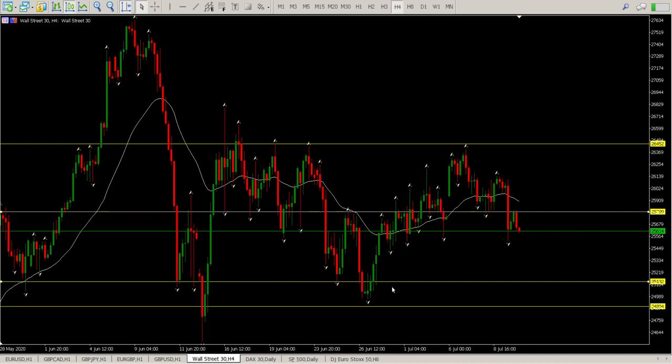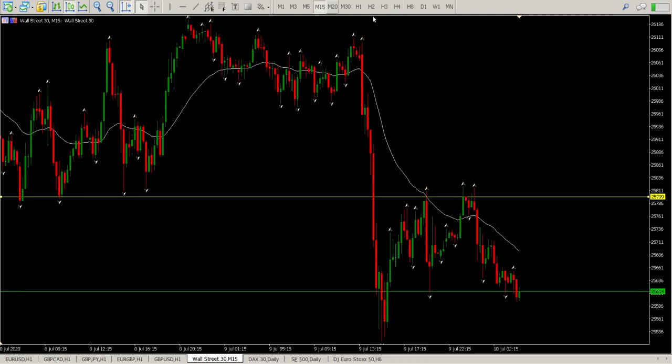Okay, so I think for me at the moment, this was a valid short entry. I think if you're not in it now, it's pointless chasing it. You need to wait for the next setup, because this one you'd be able to put your stop to entry already. Okay, and if we just get down to 15, we can show you what I mean there.